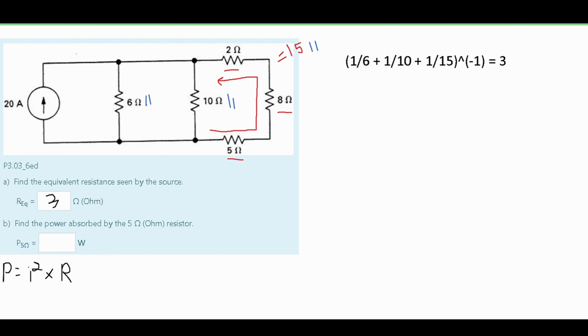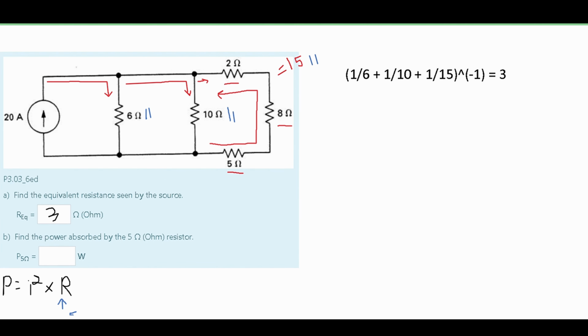We know our resistance to be 5. However, we don't know the current. The reason why we can't use the current that's provided, the 20 amps, is because when current flows through parallel circuits, it is divided. So when it flows in here, part of it is lost, and then when it flows in here, part of it is lost before even getting to this part.